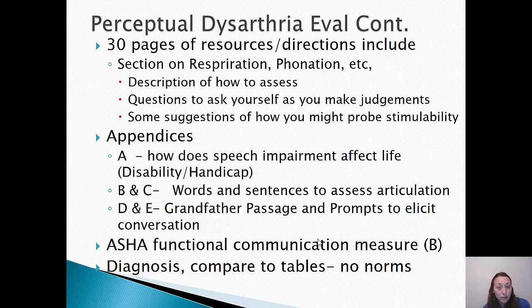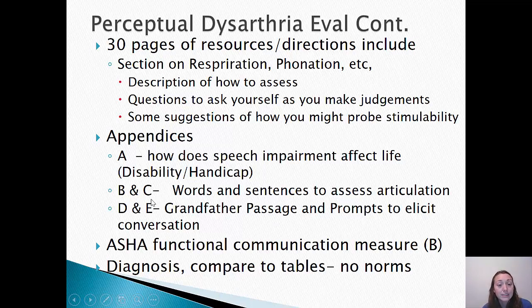A lot of it has quite a bit of directions. I do like that it gives a description of how to assess each domain area, questions to ask yourself like I talked about before, and some general suggestions on how you may probe stimulability if that's a deficit area. It has some other resources for looking at how this communication deficit affects life, ADLs. It gives some information on word and sentence level for assessing articulation.